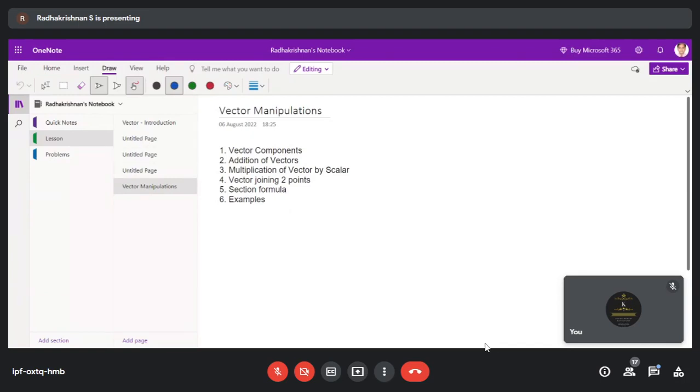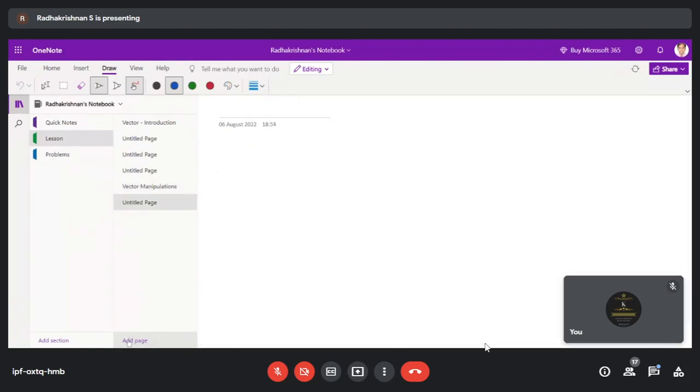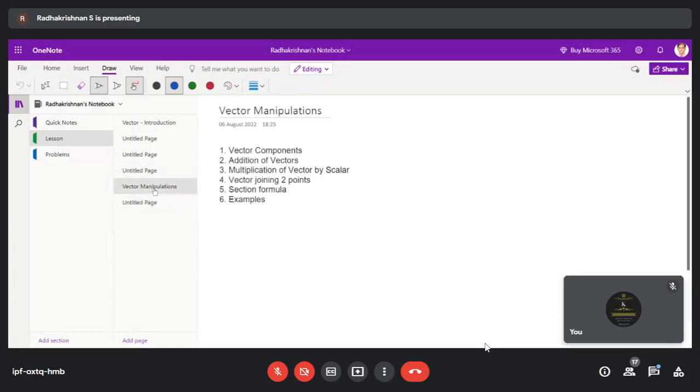A vector we represent in terms of its position vector, and the position vector can be represented in terms of the x, y, z coordinates, which is the terminal point. The initial point is 0, 0, 0. The terminal point is x, y, z. Those x, y, z are the three components: x component, y component and z component.